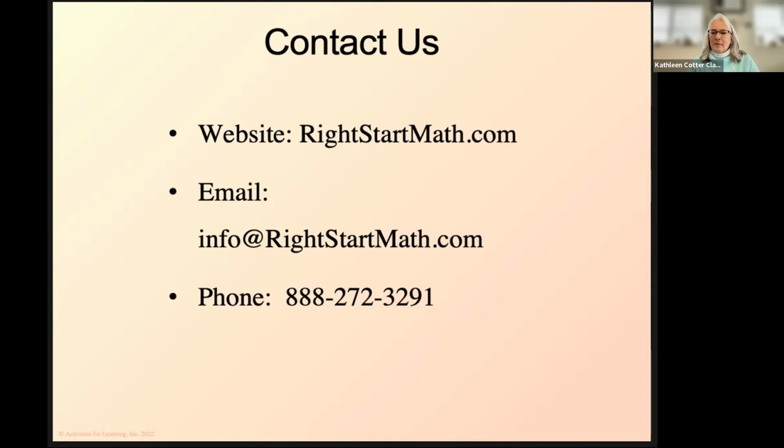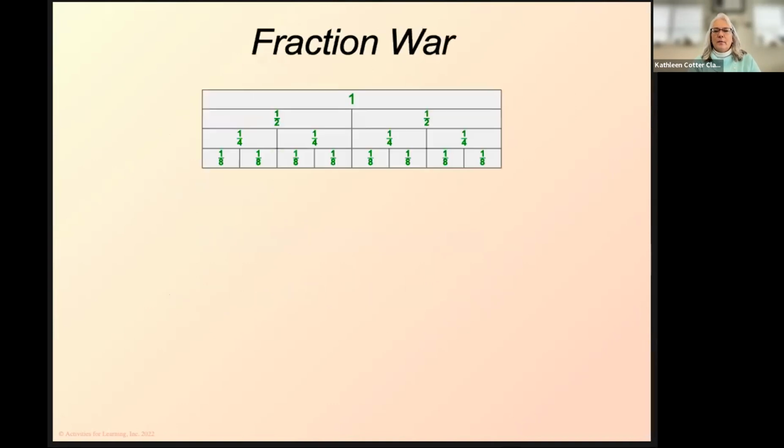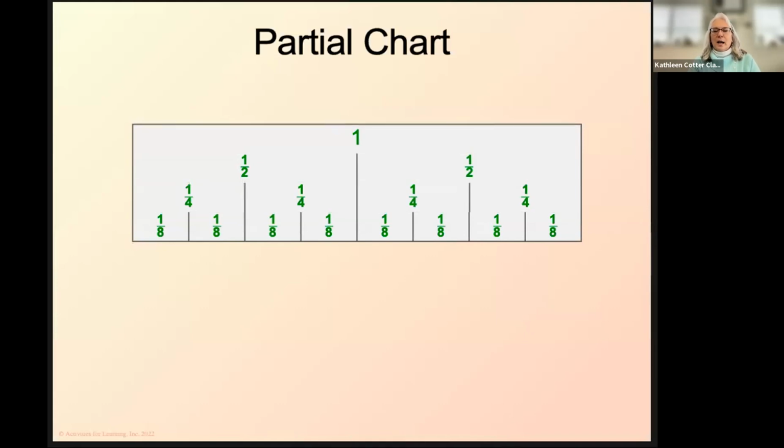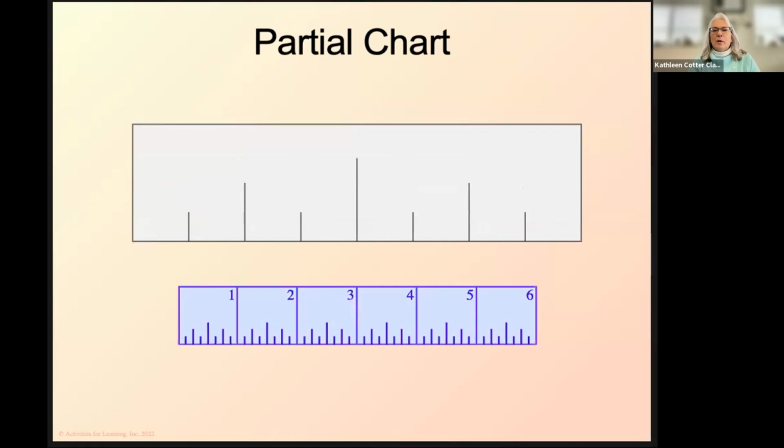Sherry's asking me, can I show the slide again where the lines were removed to show the ruler? Yes, give me a second. I'm just going to scroll backwards. It's okay. It's right here. Let me go backwards. Right here. So here's the partial chart. So we got the ones, halves, fourths, and eighths. And again, you can't do this in real life, but it's really cool to do it this way. I'm going to erase my horizontal lines and get rid of my little green numbers. And that's my ruler.